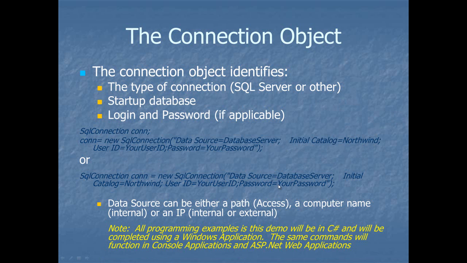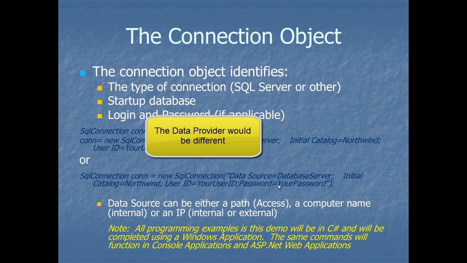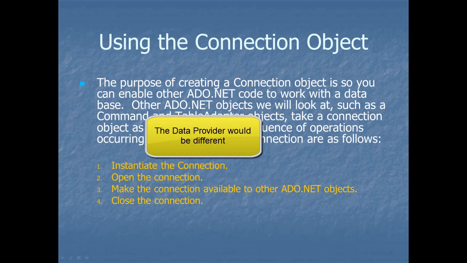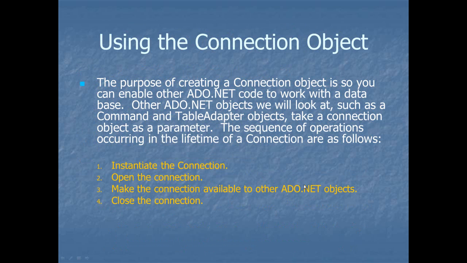And I should also point out that the code that we just looked at would be the exact same code if we're doing a web application, a desktop application, or a console application. They all look exactly the same. The purpose of creating a connection object is so that you can enable other ADO.NET code to work off of a database. So really that's the opening of the door. That's shaking hands with the server to let me get to that server.